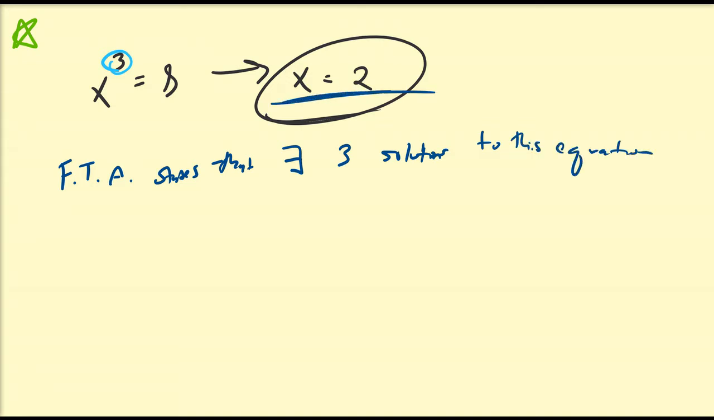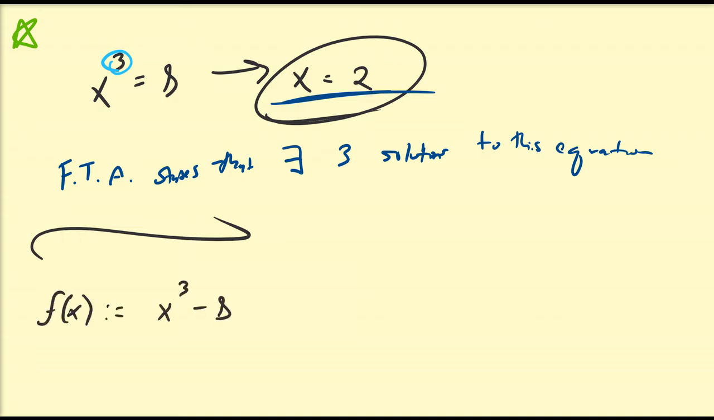And it's easy to verify that 2 is definitely one of them. No problem there, right? So what I'm going to do is define the following. I'm going to take f of x and define it to be equal to x cubed minus 8, so I'm subtracting 8 from both sides of this equation. So we can easily verify that f of 2 is equal to 0.